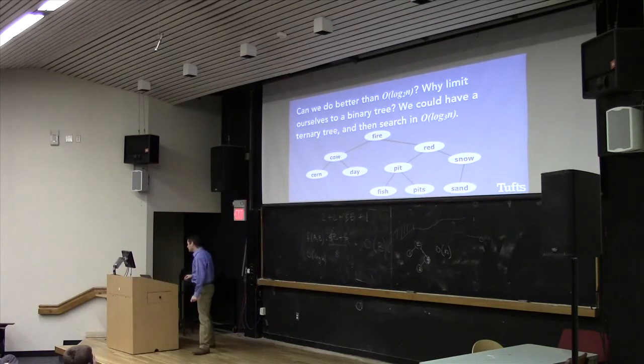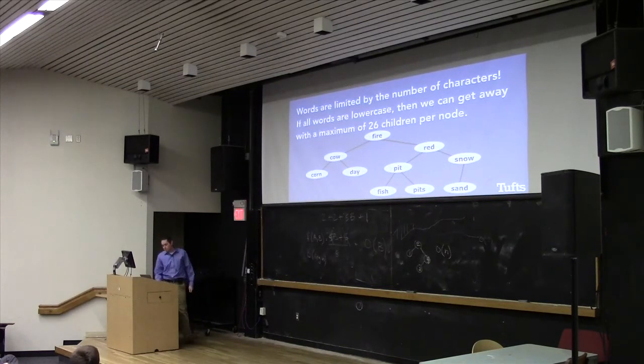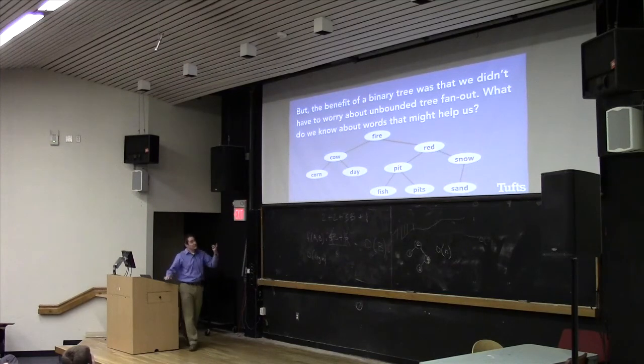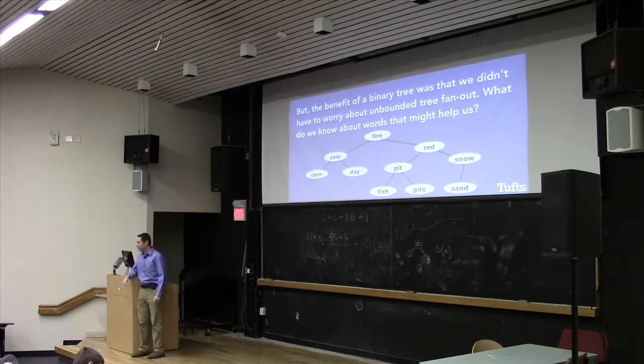All right. We said the benefit of the binary tree was that we didn't have to worry about the unbounded fan out. But what do we know about words that might limit the fan out? I'm trying to get you to think about this in terms of what we're going to end up developing. What do we know about words? And you all sing a song about it.